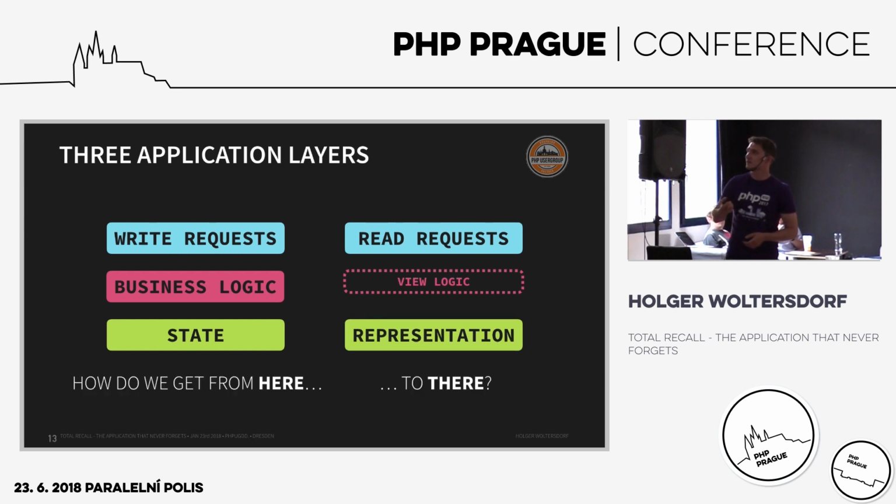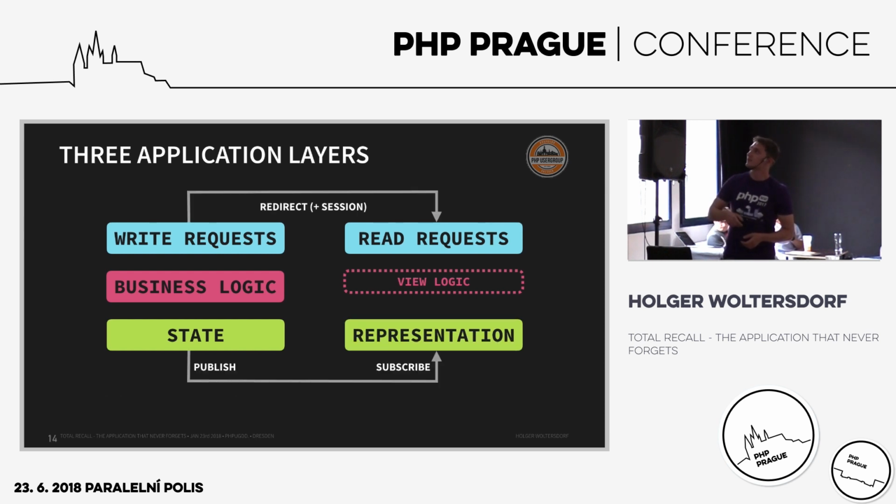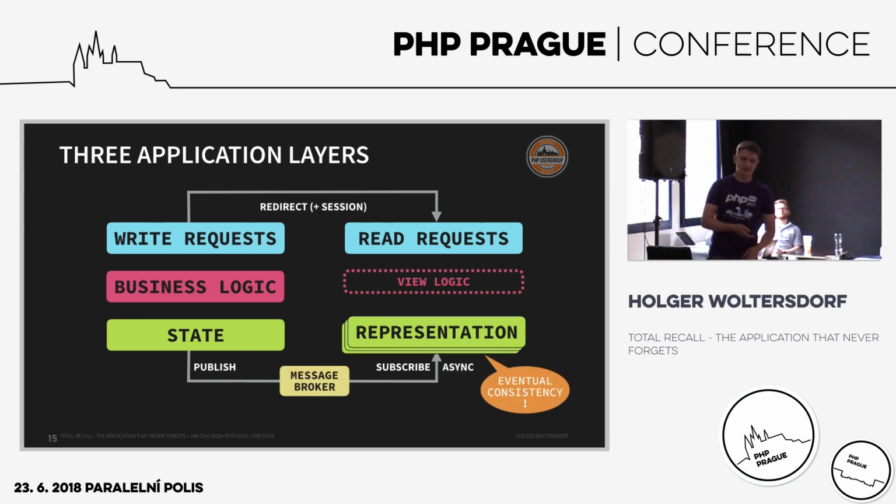Yeah, and how do we get from here to there? For example, we can use a publish-subscribe pattern. If we change the state, we can publish an event or something like that, and the representation can subscribe to it and change itself. So when the read request is coming, we have a current representation.